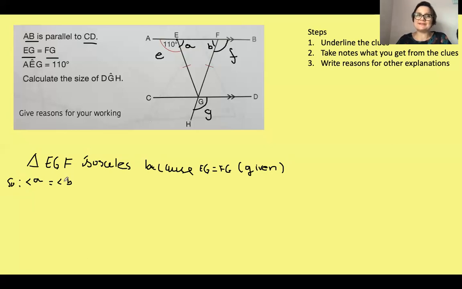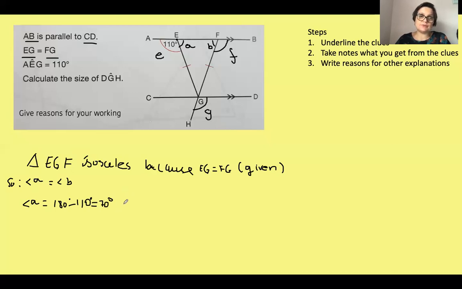But how much is angle A and how much is angle B? Now we know angle e, the lowercase e, is 110 because it's given in the problem. That means angle A and angle E, both of them are part of the straight line. So angle A equals 180 degrees take away 110 degrees, equals 70 degrees.